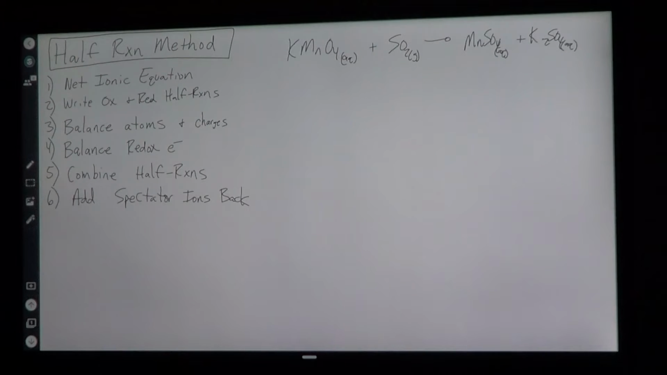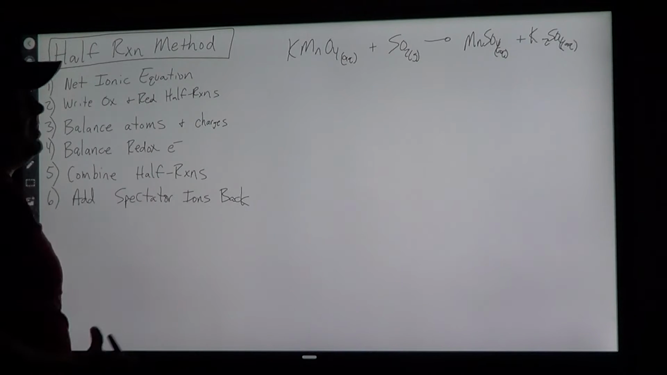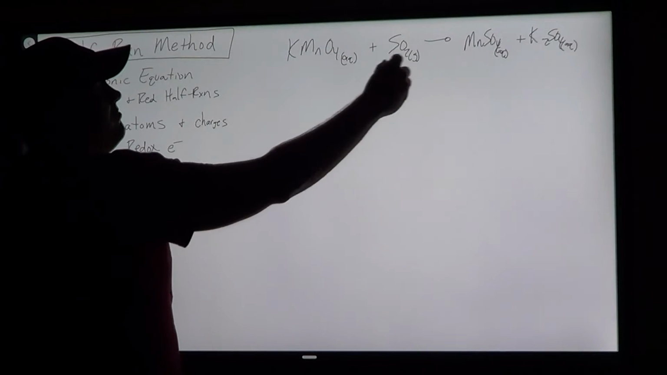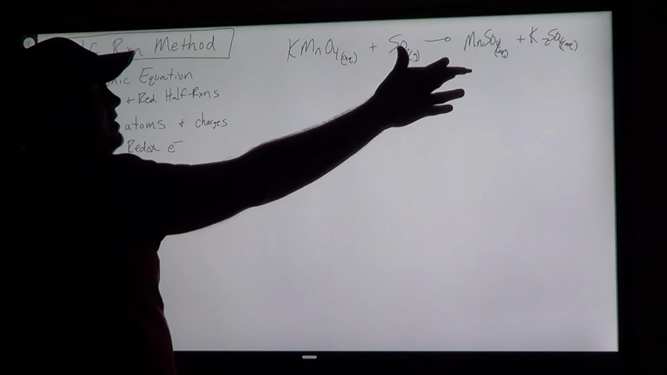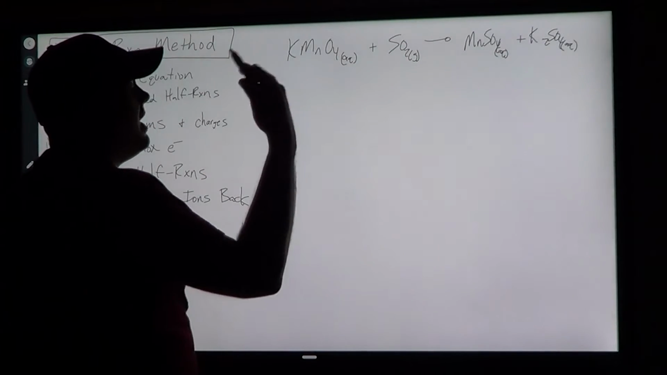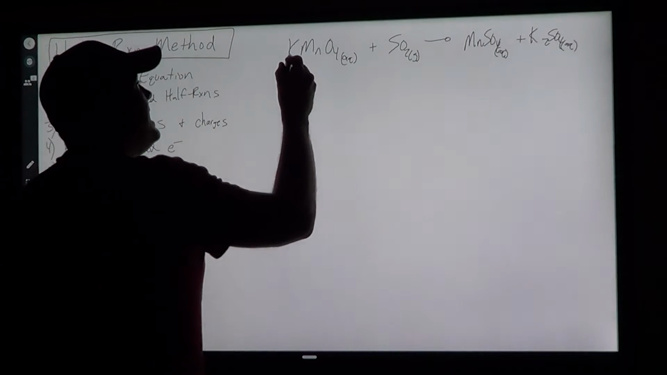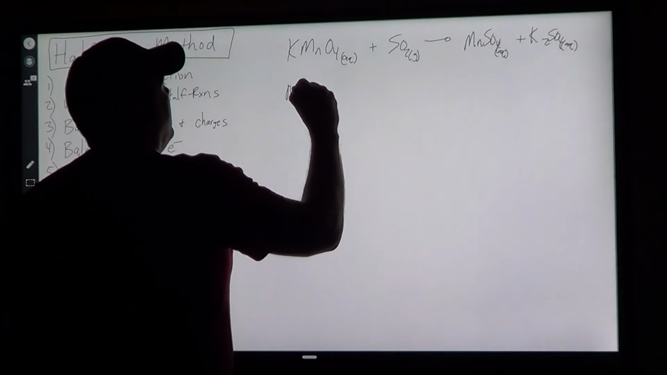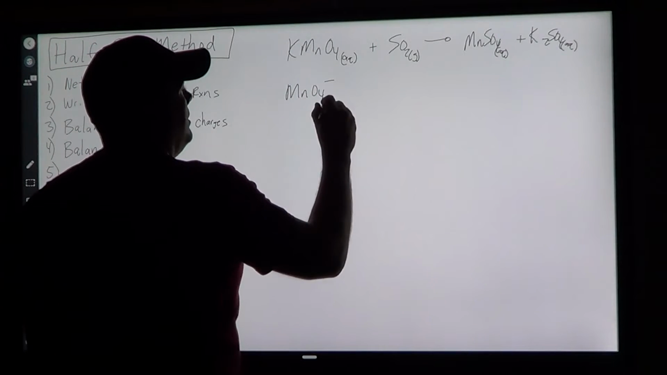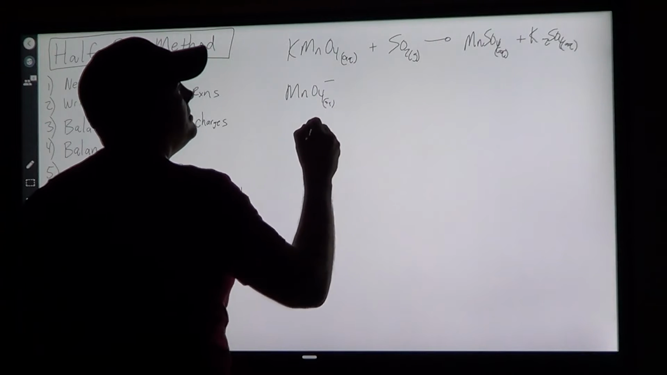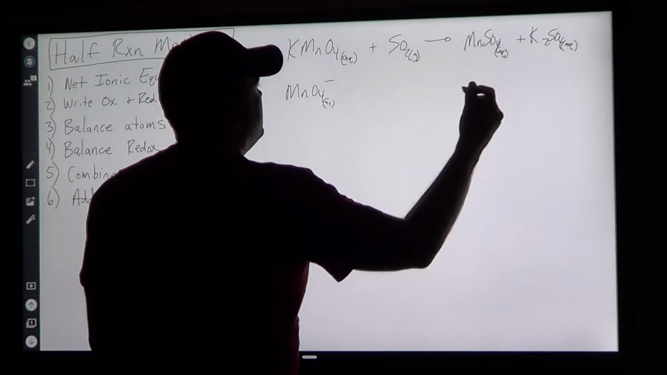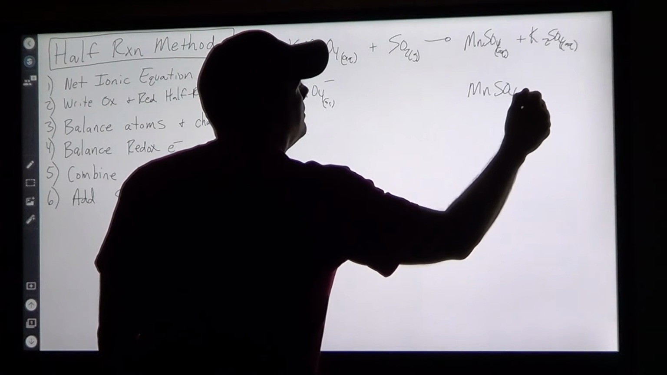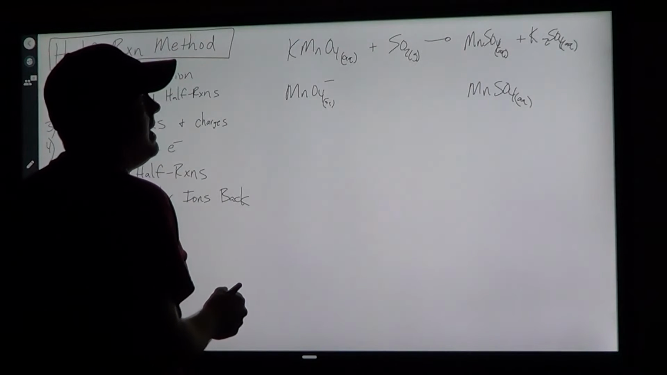So for step one, we are going to do the net ionic equation. There's two ways you can do it. You can split everybody the way we learned before and cross everyone off to create a complete ionic equation and then go to the net, or you can try to do that step in your head and say, okay, potassium is aqueous on the left, potassium is aqueous on the right. I'm going to ignore it. The MnO4 is -1 and aqueous on the left. There is no MnO4 on the right, so we're going to put MnSO4, aqueous on the right, okay?